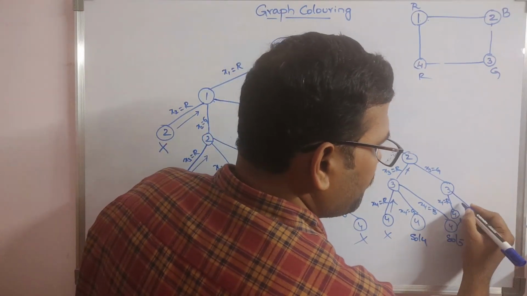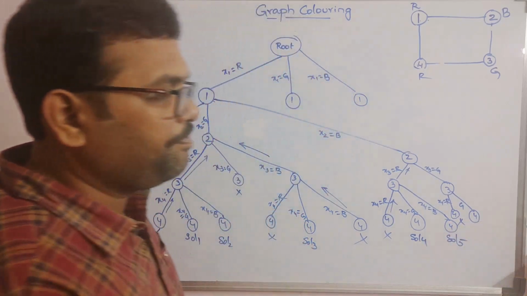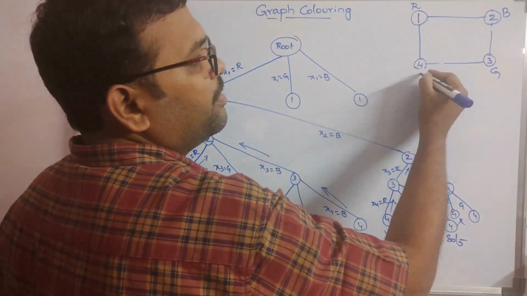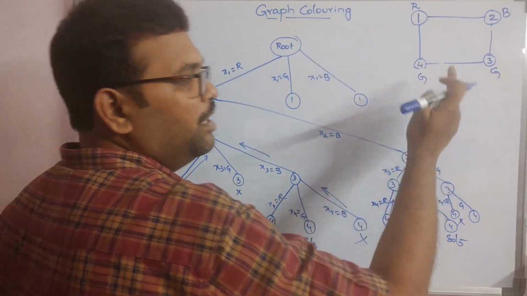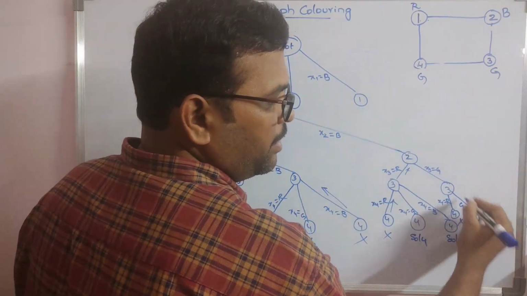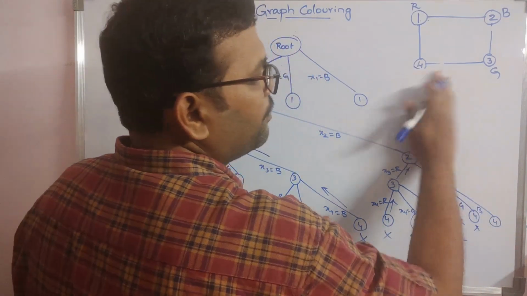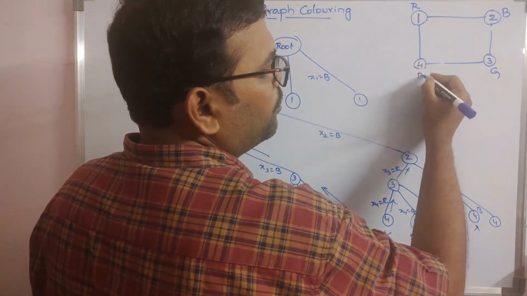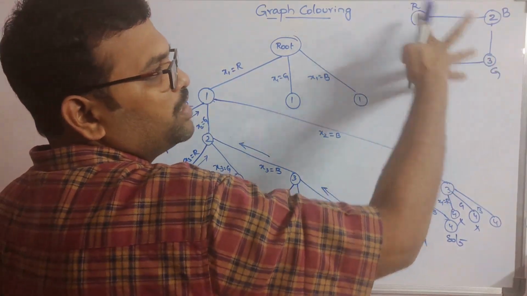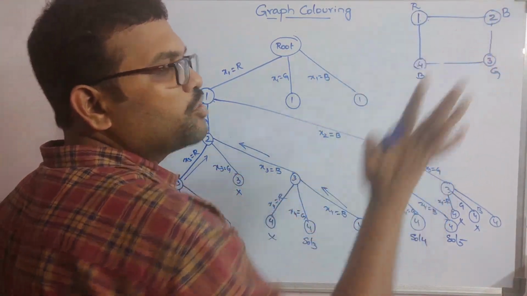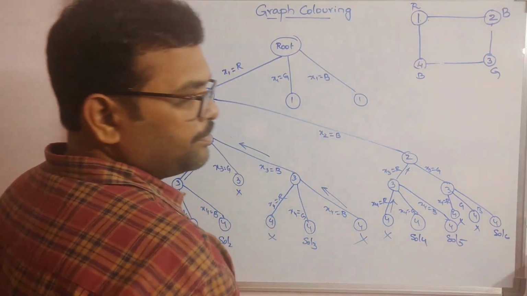Again, G, that means green. So if it is green, this is also not possible because 3 is adjacent to 4 which is filled with green. So 4 can't be filled with green. Next, blue. If this one is filled with blue, is it possible? Yes, because 4 has adjacent nodes 1 and 3 which are filled with red and green. So it can be filled with blue. So this is one more solution.